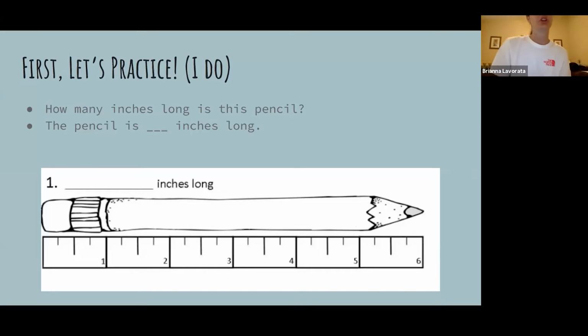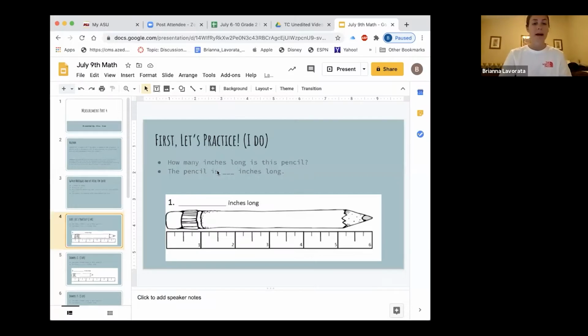So what we can do is say right here, let's go ahead and share that one more time, how it says the pencil is blank inches long. On your paper, take your pen or pencil and write the number 1 just like this in the corner, and we're going to write the pencil is 6 inches long, okay?